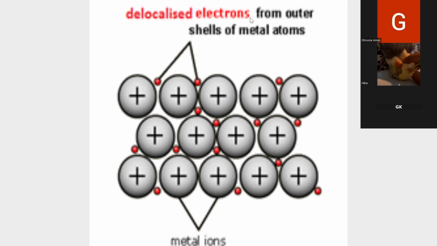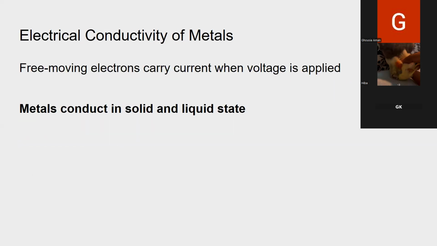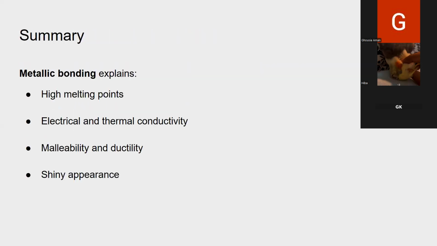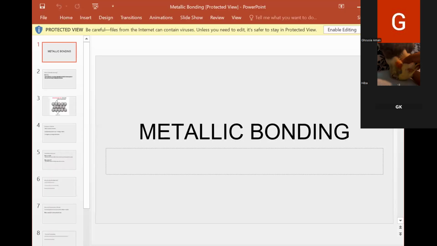When you are pulling the metal, since the cations have a tendency to repel each other, this layer will slide in this direction, this layer will slide in this direction. So they can easily be pulled into thin wires. That is called ductility, malleability and ductility. Next. Conductivity, malleability, ductility, shiny, sonorous, etc.